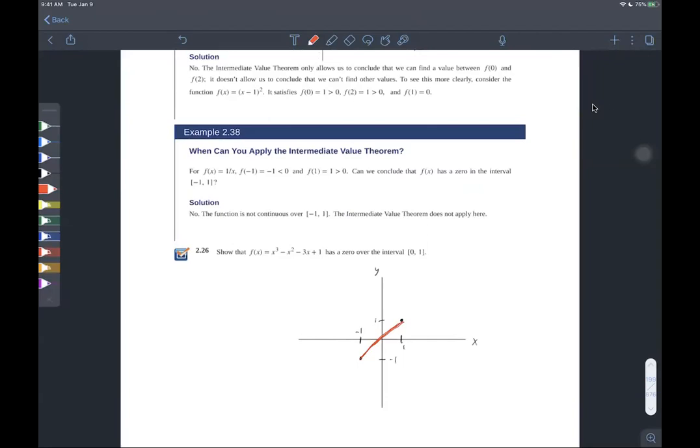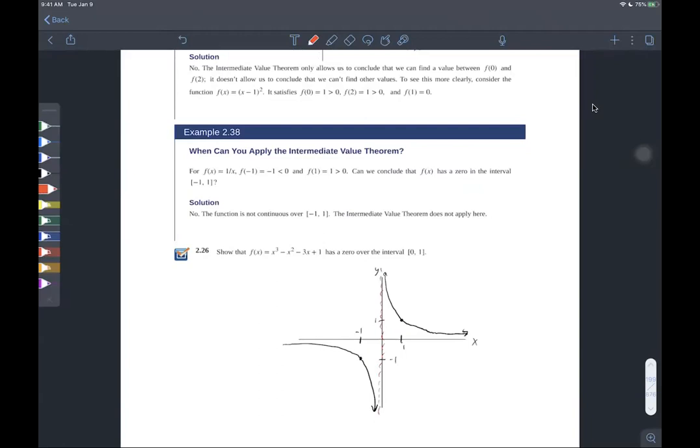The answer is no. You can see in the solution, because the function is not continuous over the interval. If the function was continuous, then yes, the intermediate value theorem would guarantee that you have to cross the x-axis there. But it turns out that the function 1 over x, I'm sure you've seen it before, looks like this. And it has an infinite discontinuity in this interval.